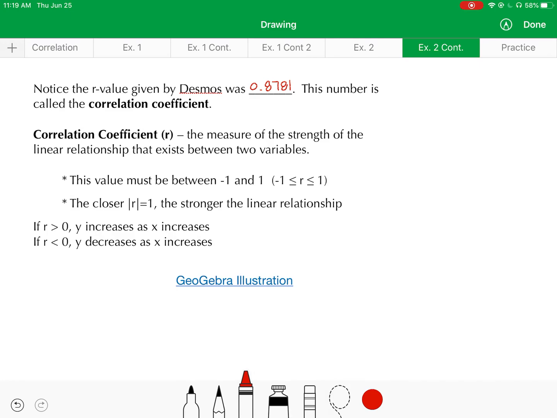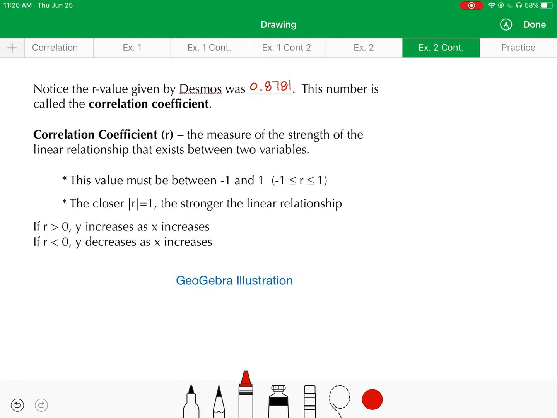Okay, the closer the R value is to +1, the stronger the positive linear relationship between your two variables. So in our case, R is 0.8781. That's not too far off from a value of 1. So that's telling me I've got a fairly strong positive correlation. Okay. The closer R is to -1, the stronger the negative linear relationship. And then the closer R gets to 0, the weaker the linear relationship.